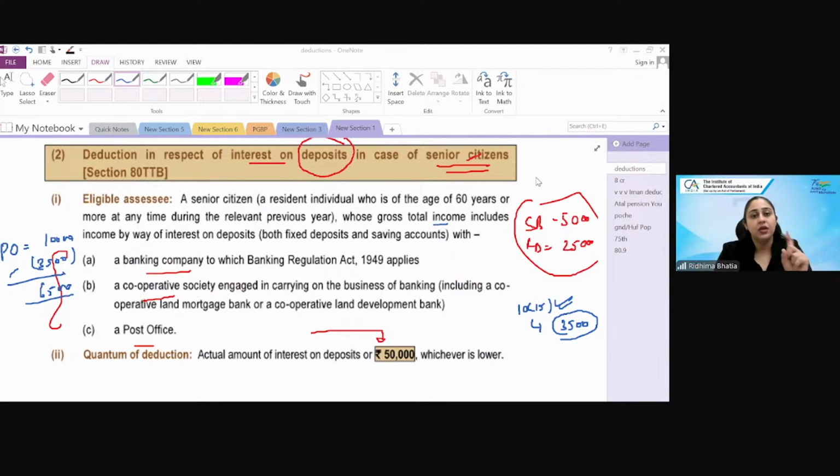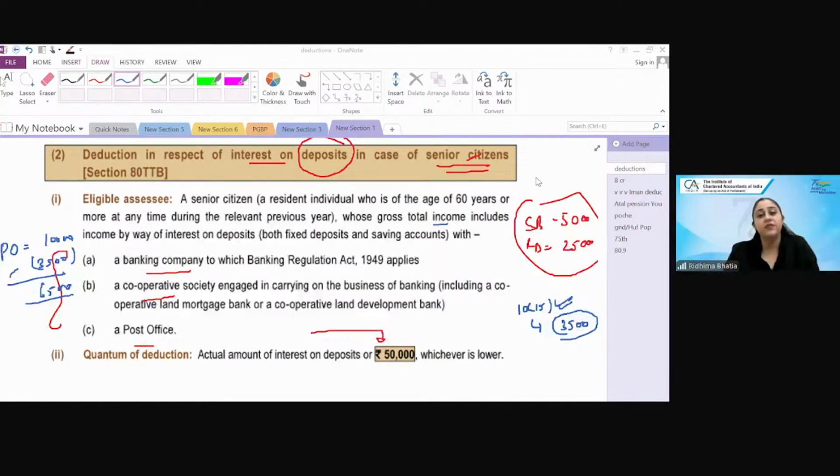Then we did 80CCD subsection 1B, again individual only, 50,000. 80CCD subsection 2, employer's contribution to NPS, individual, up to 14% of salary in case of central government or state government employees, or otherwise 10%, and 14% from this year for 115BAC assessees. Then we did 80CCH subsection 2, contribution to Agniveer Corpus, individual gets 100% of the contribution. Then we did 80D, individual and HUF, strictly health insurance premium policies, preventive health checkup, contribution to CGHS and expenditure on medical treatment, maximum 1 lakh. How is it 1 lakh? 50-50 if both are below 60, okay.